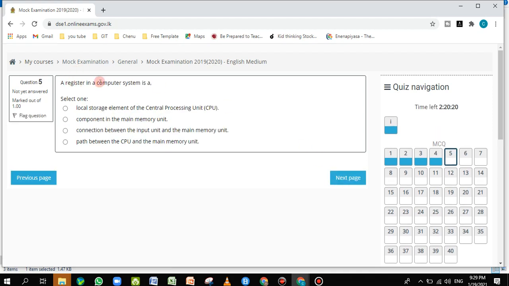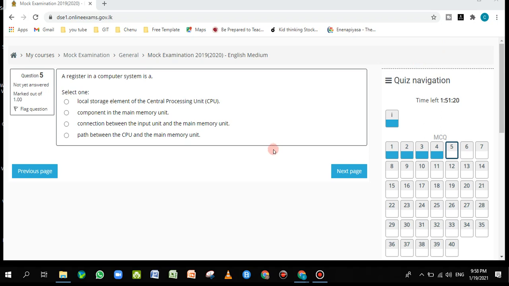A register in a computer system is a local storage element of the central processing unit CPU, component in the main memory unit, connection between the input unit and the main memory unit, path between the CPU and the main memory unit. Okay, we'll see what is the correct answer.